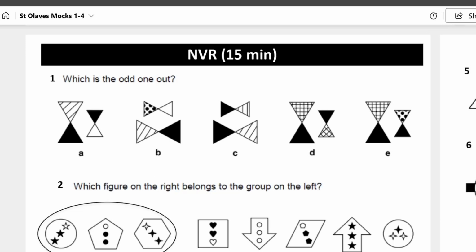We have the NVR section, starting off with question 1. How is any of them the odd one out? I can see that all of them have at least one black triangle in their small and big shapes, apart from B. We can see that there's no black triangle over here.